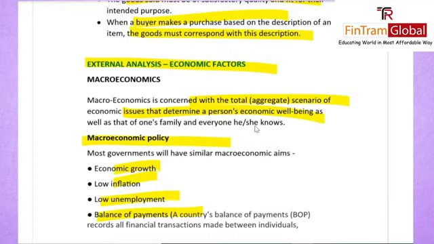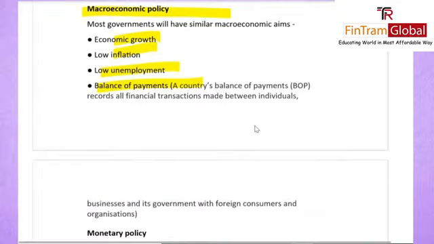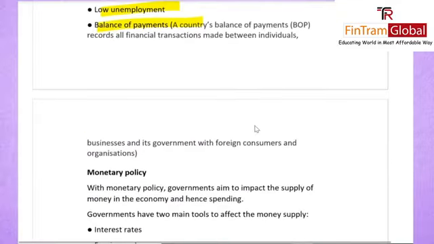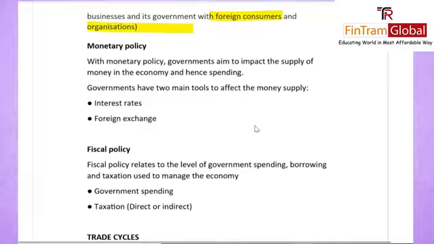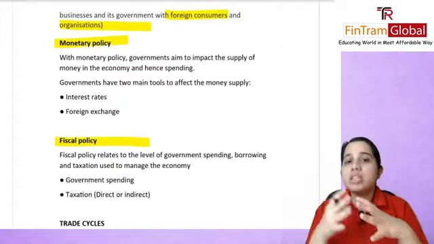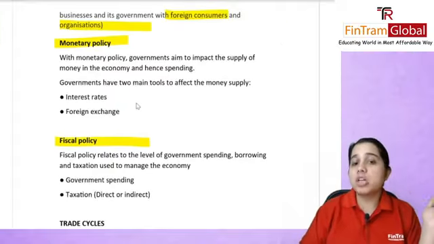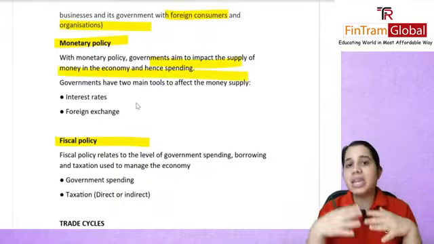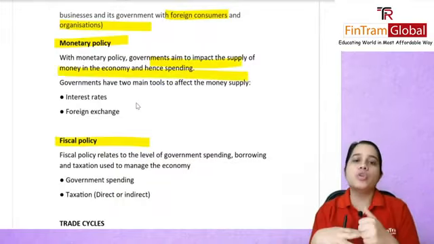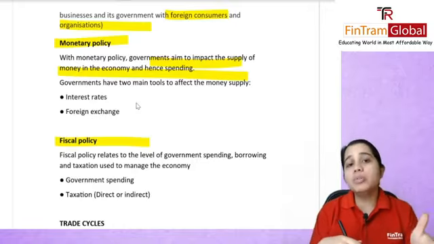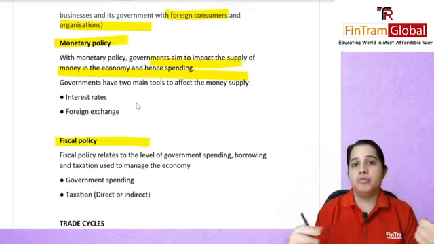Balance of payments is basically where you're recording all the financial transactions that you make between your individuals, your firms, your businesses, your government, with any foreign consumers and organizations. Then we had talked about monetary policy and fiscal policy. So what was the main difference here? With monetary policy, the government aims to impact the supply of money in the economy, and hence it is going to affect the spending. How can the government do that? By interest rate, by foreign exchange.